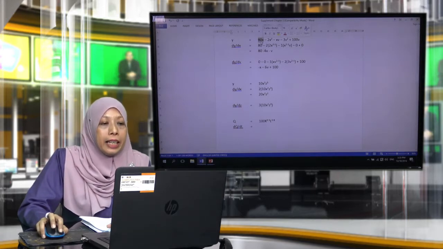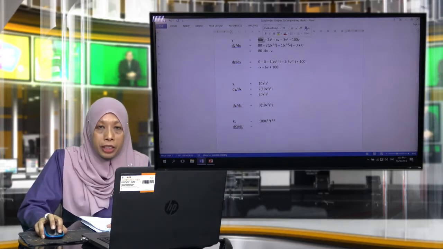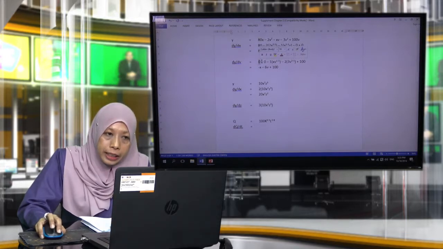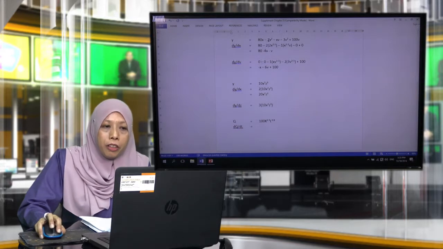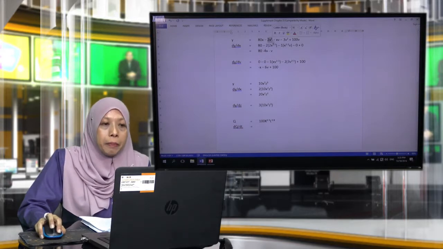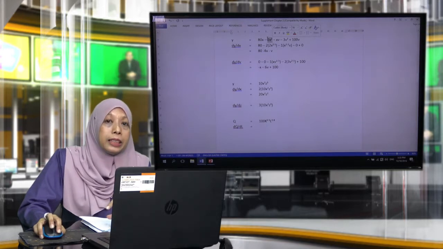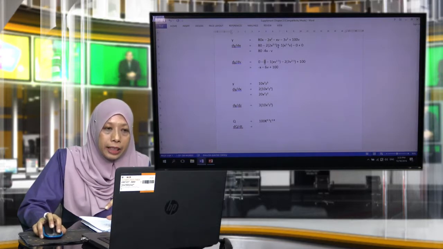Next, you're going to differentiate the function with respect to v. So when you're doing this, you have to assume x as a constant. So you repeat the same process. First of all, you differentiate 80x. But remember, x is a number. So this whole term is a number. To differentiate it, you're going to get 0 minus, write down minus sign here.